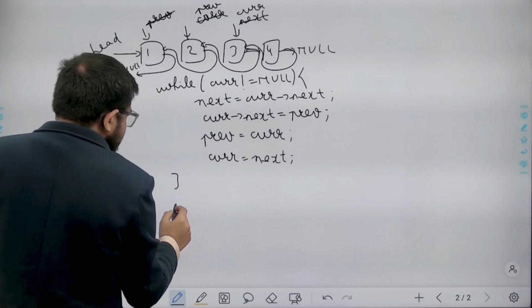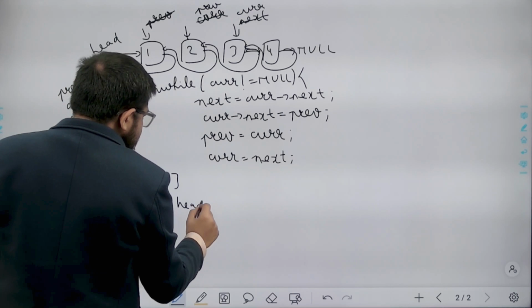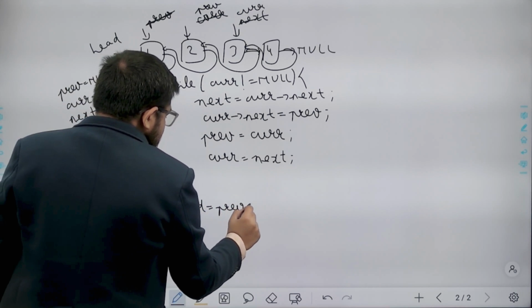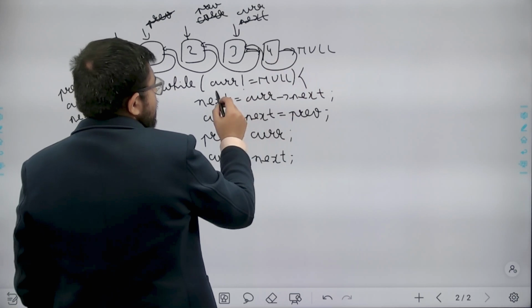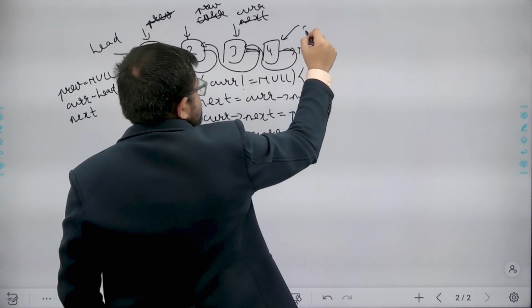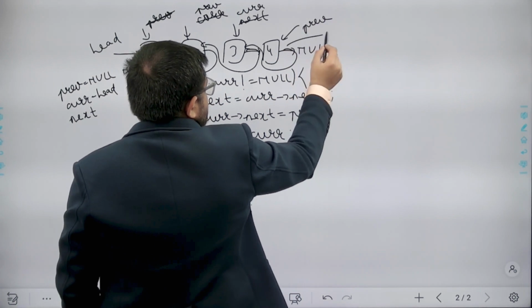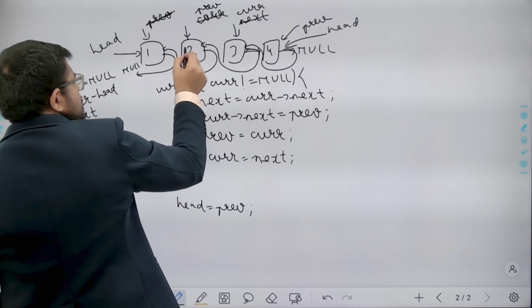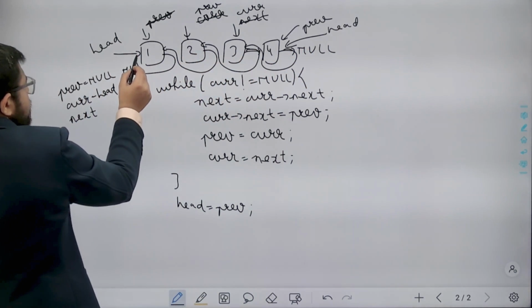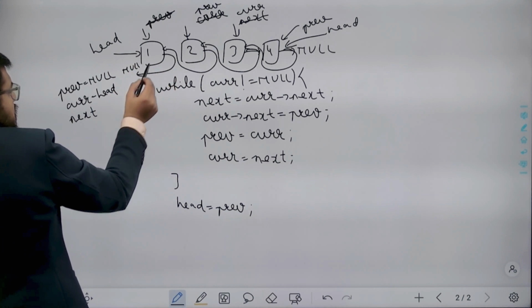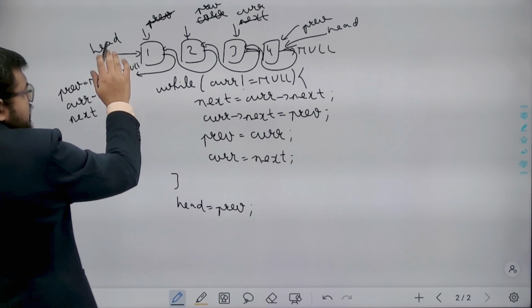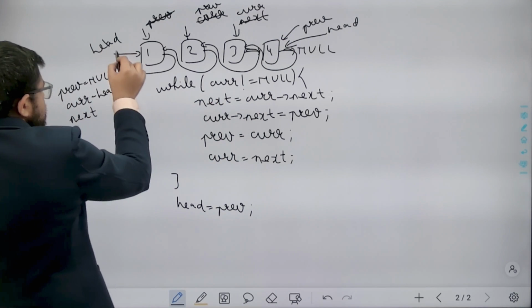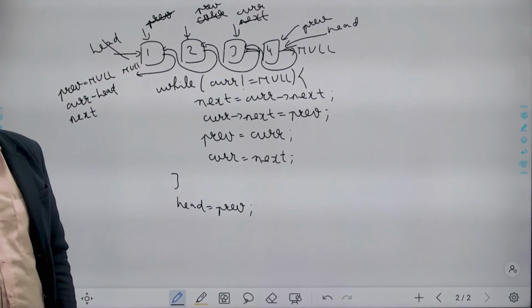And finally, after coming out of the loop, I will say head equals to previous. Because when we come out of the loop, our current will become null and our previous pointer will be pointing here. So my new head pointer will be here. So this is head, then this points to 3, then this points to 2, and this points to 1. Okay, and this is pointing to null. And the new head pointer is here. So this will also go away. So this is how we reverse a linked list.